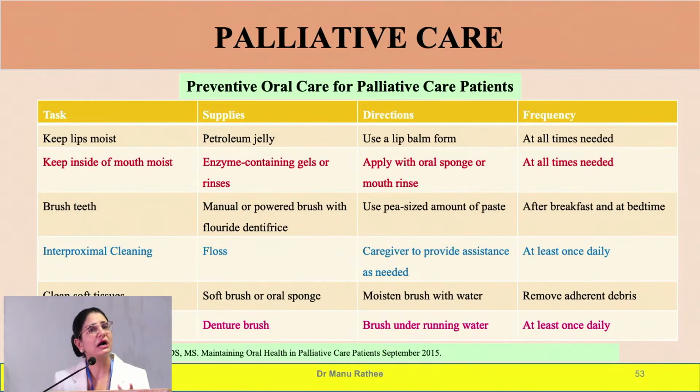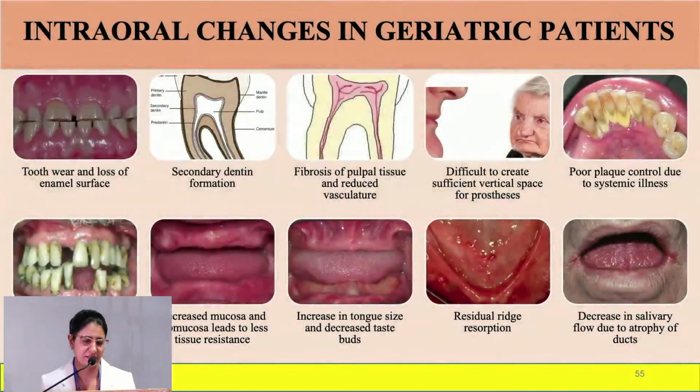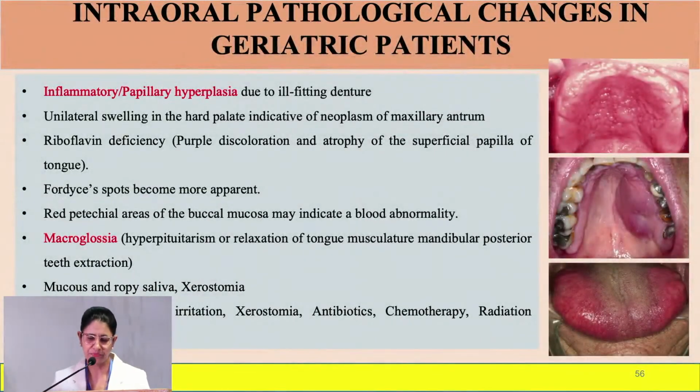Simply give the instruction to the patient to keep the lips moist, to keep the oral cavity moist, to keep the teeth clean, especially pay attention to the interdental areas, to keep the soft tissues clean. Even at times you must have seen that the plaque deposition is not only onto the hard tissues, it is there on the soft tissues as well as the prosthesis. So pay attention to this factor. Keep the oral cavity clean and keep the prosthesis clean.